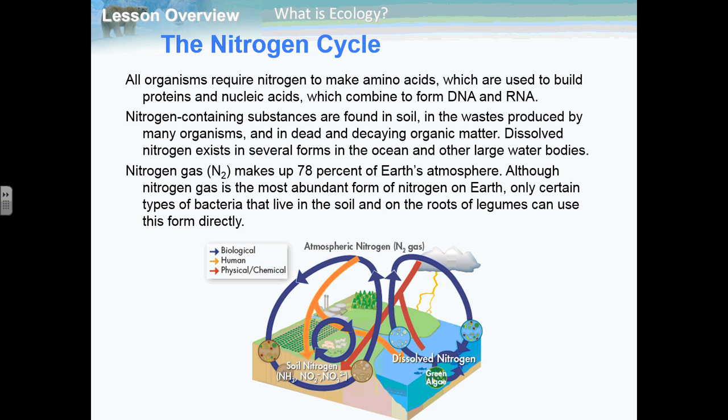Nitrogen is the primary component of our atmosphere, making up about 78%. And even though it's the primary component, it exists in a form that very few organisms can use directly. And so we rely on things like bacteria living in the soil and living in association with the roots of certain types of plants called legumes that then turn that into a form that's usable for the rest of the ecosystem.